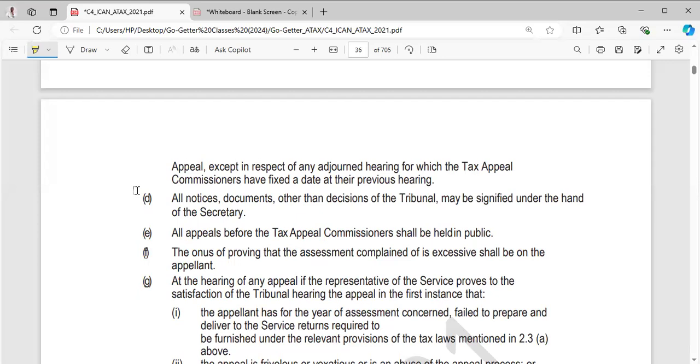All appeals before the tax appeal commissioners shall be held in public. So it means that the public can walk in and sit, just like in court. You can walk in, nobody will say, "Hey, Mr. Man, what are you doing here?" As long as you hold yourself in a manner worthy of listening in.